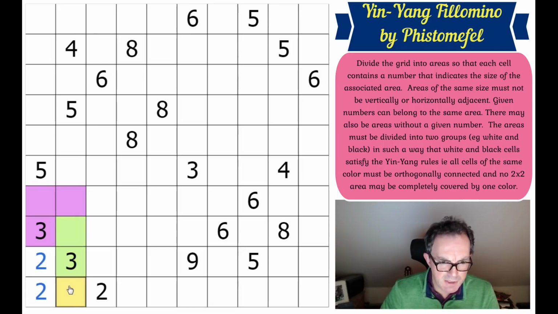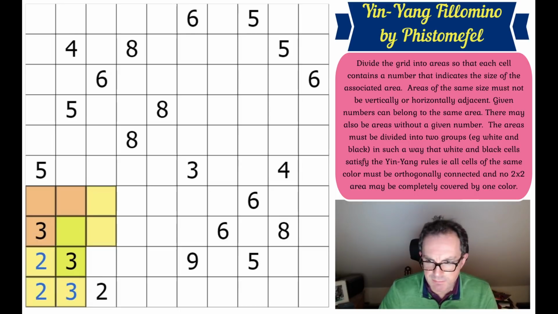Maybe that can be a 3. Yeah, maybe that's a 3. Hang on a minute. Anyway, no, I don't like this. I just don't feel this is proper solving.